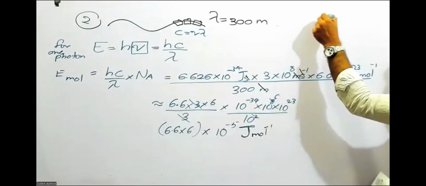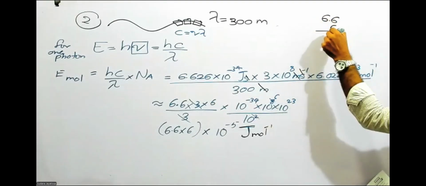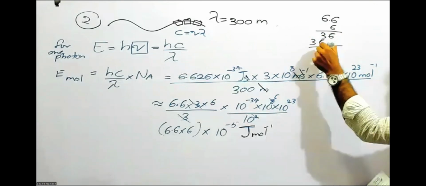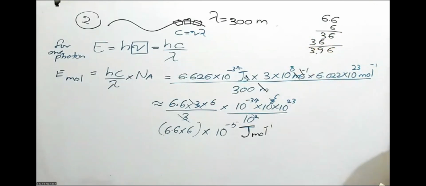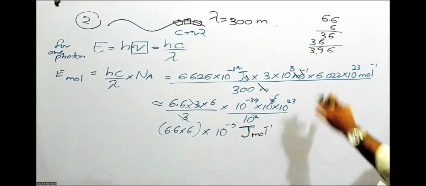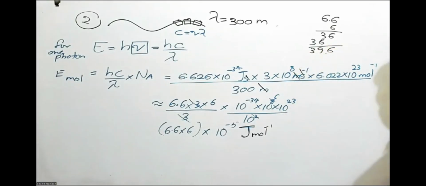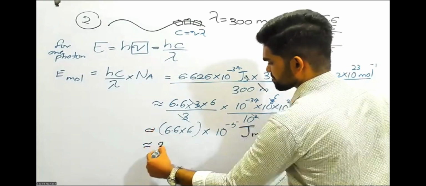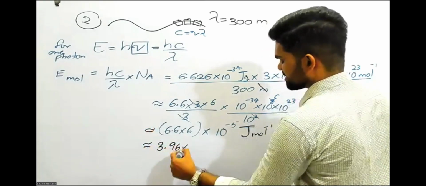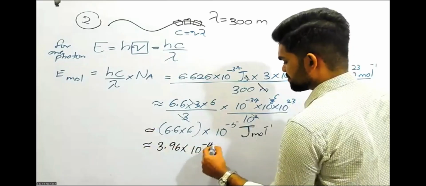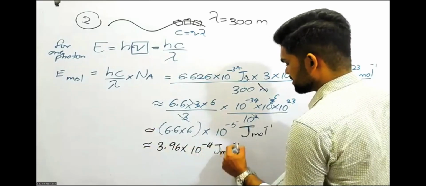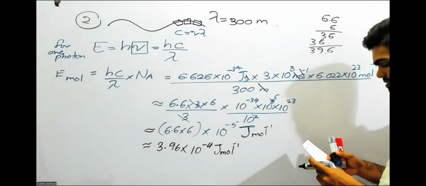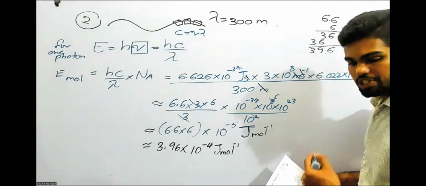So let's multiply 6.6 into 6, 36, 3.96, sorry, 39.6. Okay, so then it's going to be 3.96 into 10 to the power minus 4 joule per mole. But the answer is asking in which unit? In kilojoules per mole.